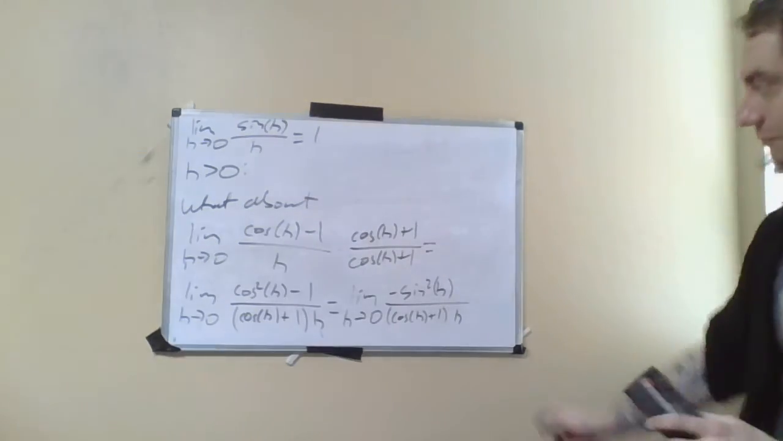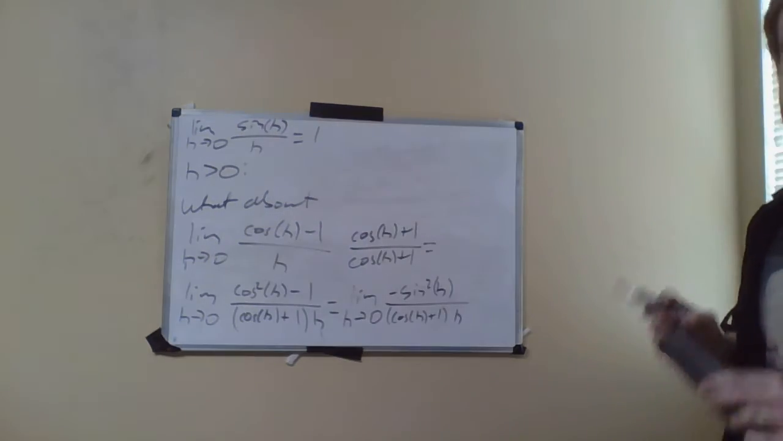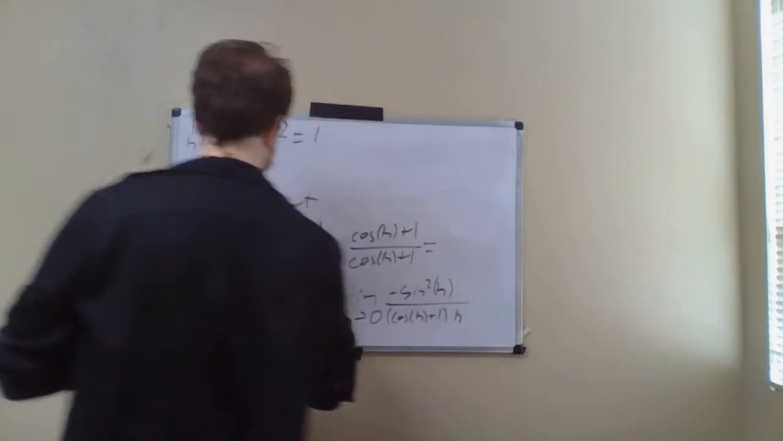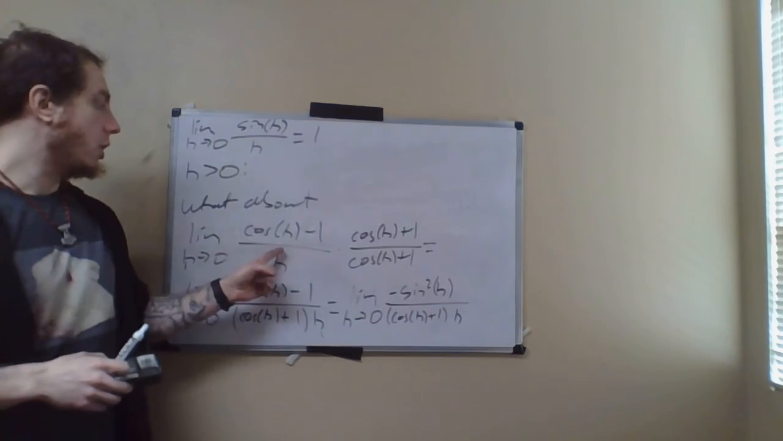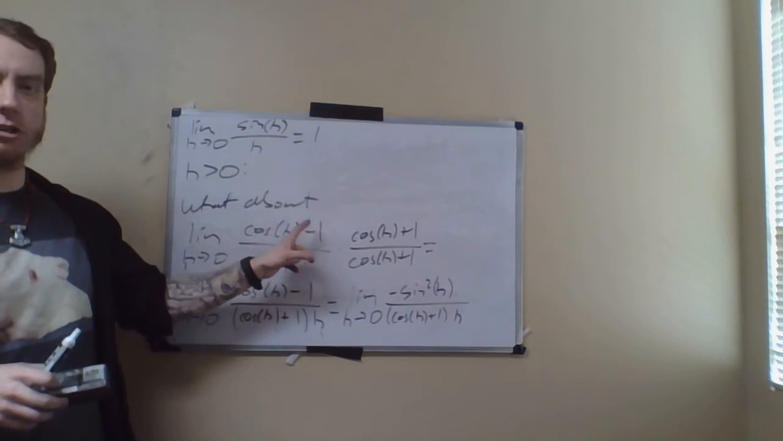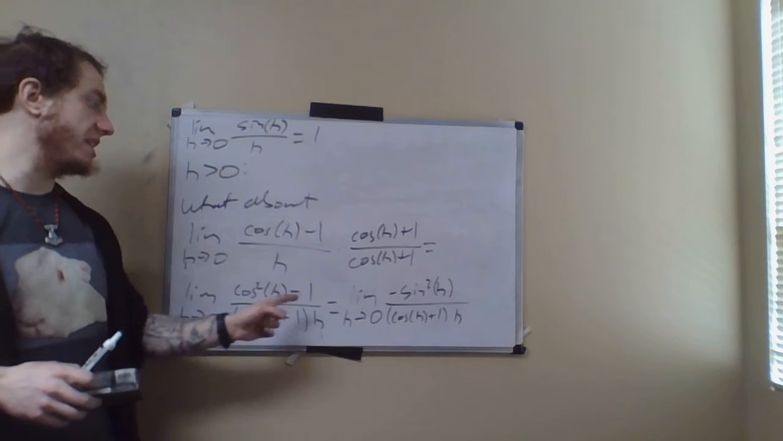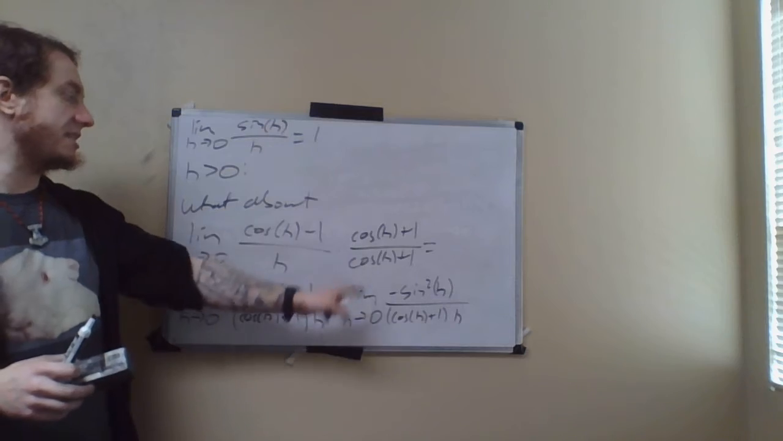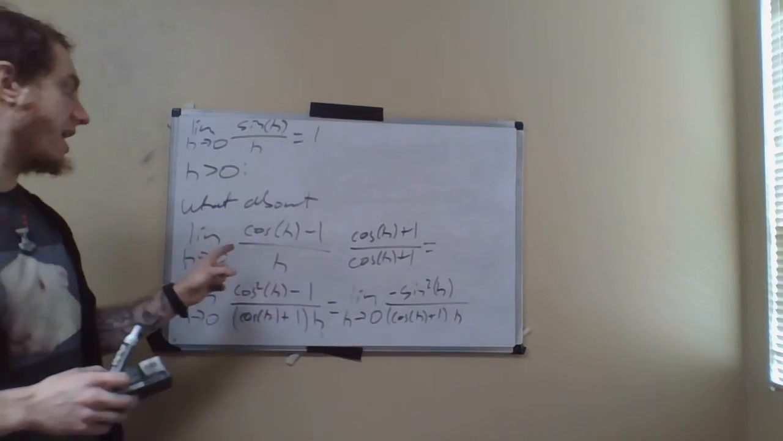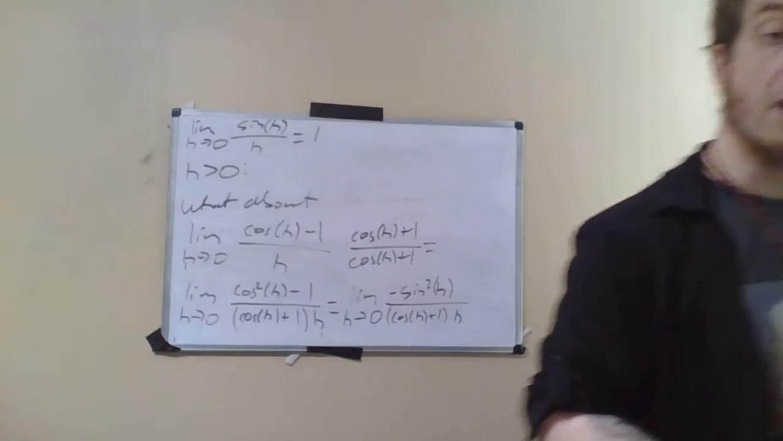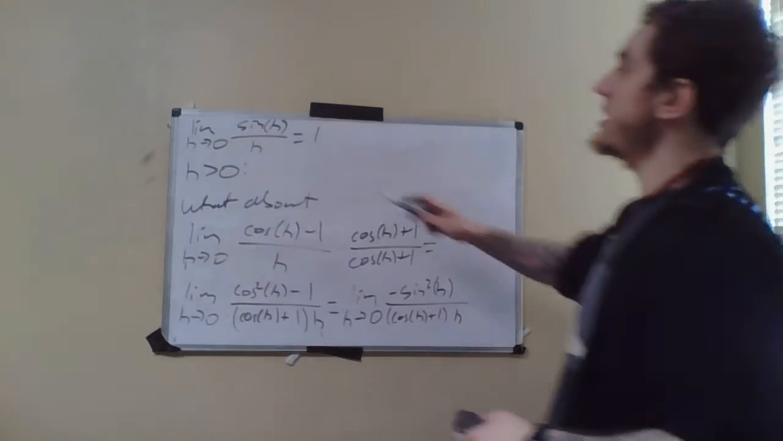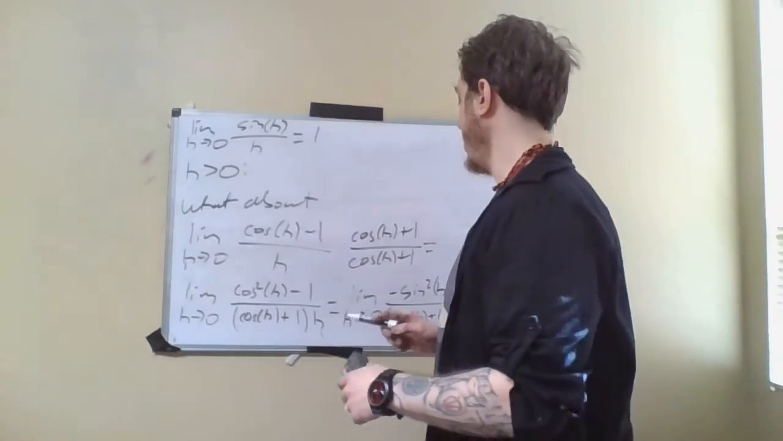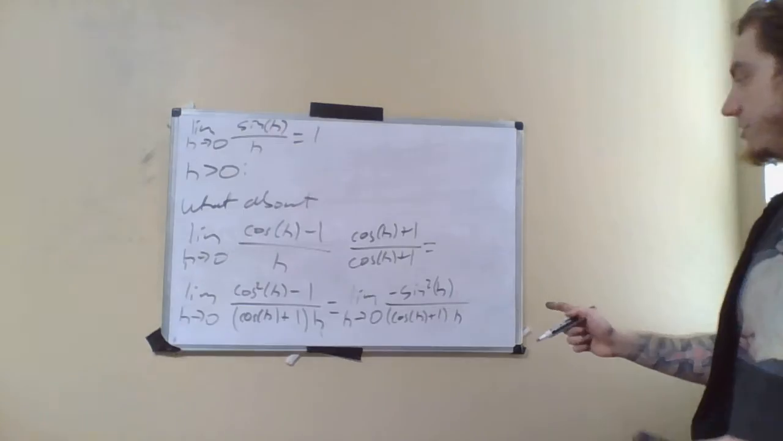Okay, now, why did I think to do this? Well, when I see something like this, I think about what could I do that would be like rationalization to maybe get something that is more easily handled? See, if you multiply by this, it gives me something in terms of sine squared. Why do I want it in terms of sine squared? Well, because I already know something about the limit of sine h over h.